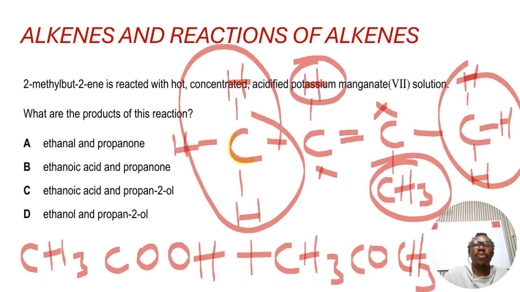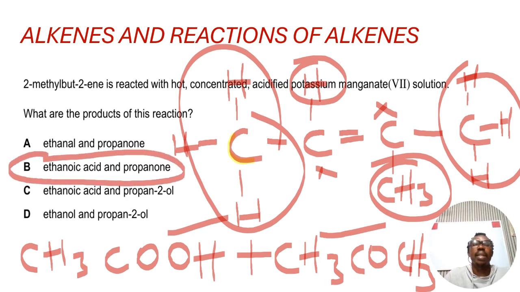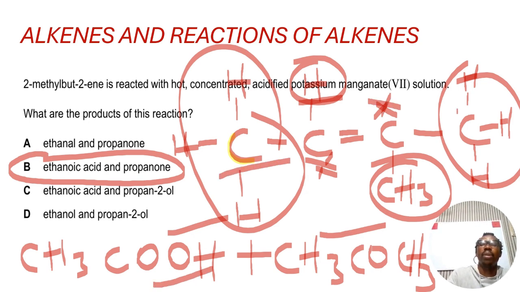So what are the products of this reaction? Ethanoic acid and propanone. So the correct answer to this question is B, which is ethanoic acid and propanone, because the carbon is bonded to 1 hydrogen atom and 1 alkyl group, so you get ethanoic acid. This carbon atom is bonded to 2 alkyl groups, so you get propanone.